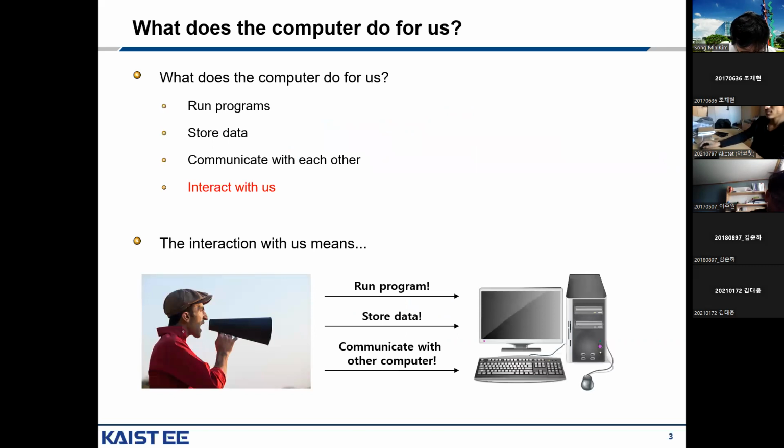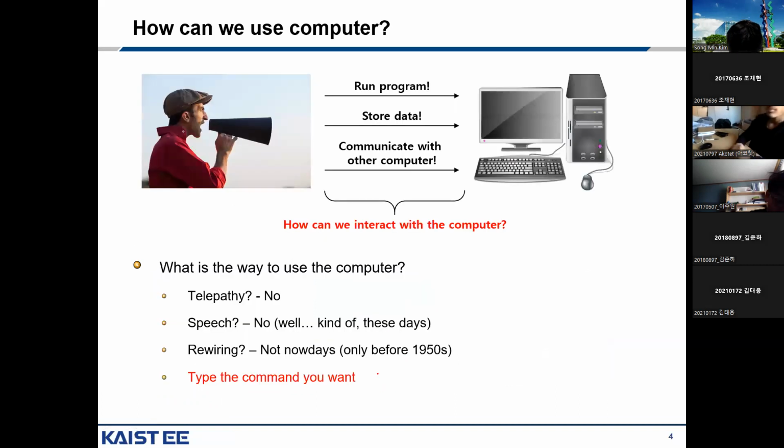So what does the computer do for us? It runs programs, stores data, communicates with other computers, and also interacts with us. I'm beginning from the very beginning, especially for the people who are not taking 209. The interaction means the user tells the computer to run a program, store data, or communicate with other computers. So how can we interact with the computer?